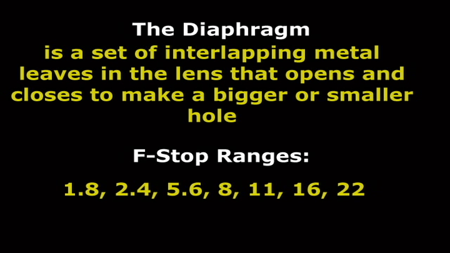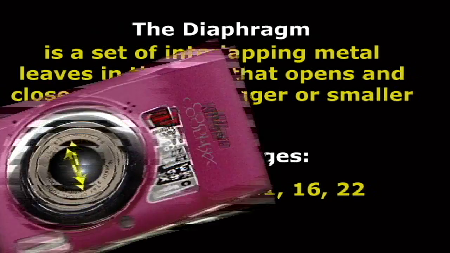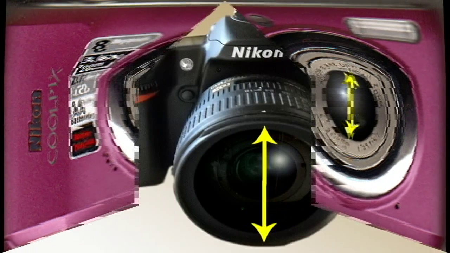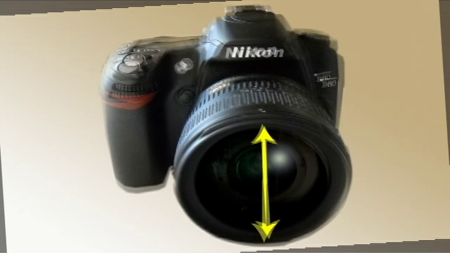And I know if you're looking at your own camera, you may say, gee, my f-stop numbers only go from 2 to, let's say, 8. And if that's the case, you're probably looking at a point-and-shoot camera. If you have a digital SLR camera with interchangeable lenses, you're going to find a greater range of f-stop numbers.